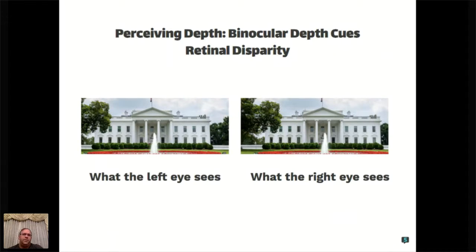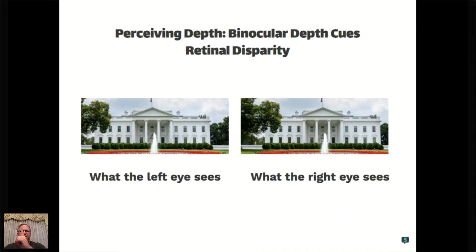Obviously you might say, well, it's just the White House, and that's true. But what I'm trying to represent here is that what the left eye sees and what the right eye sees are slightly different. And if you want to illustrate that your left eye and right eye see something very different, here's a neat activity that you can do.